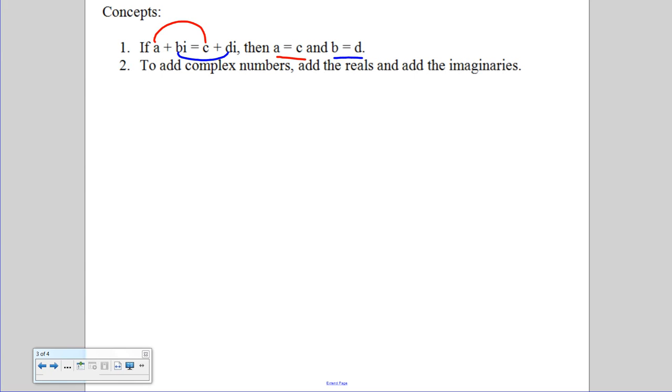And then adding them is as easy as combining like terms. That's all you have to remember. Treat i like it's a variable, like it's an x, and combine like terms. Simple.